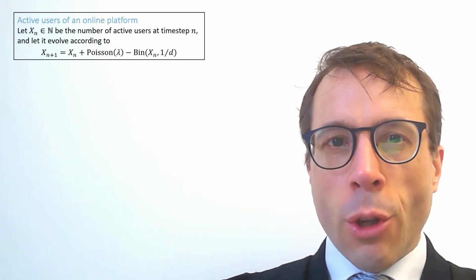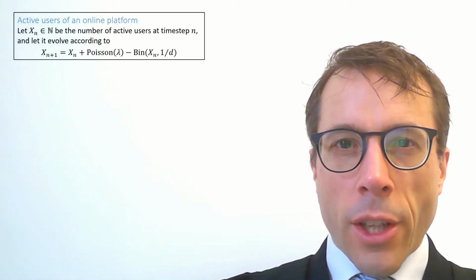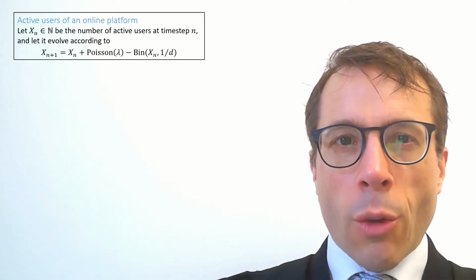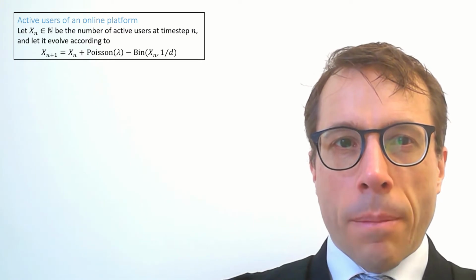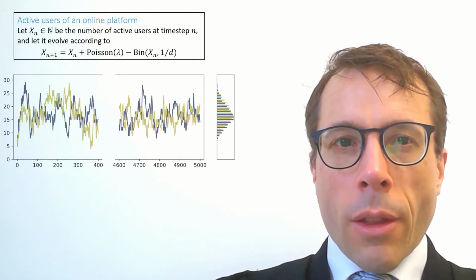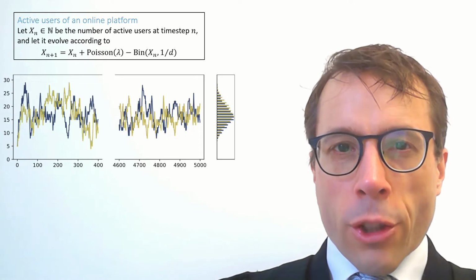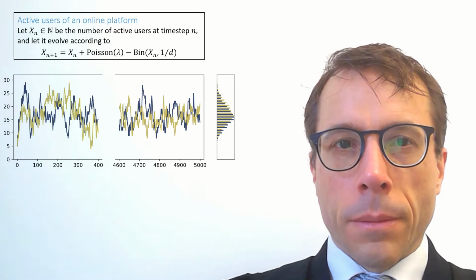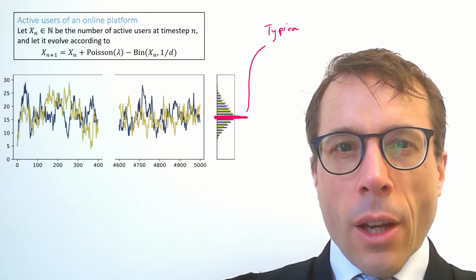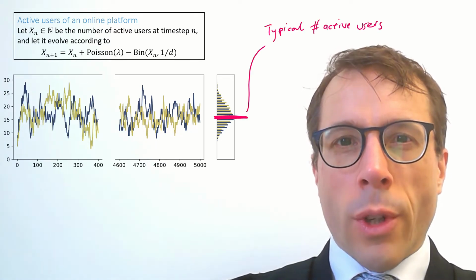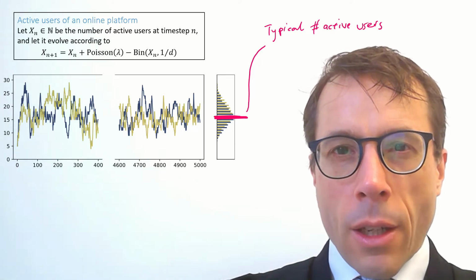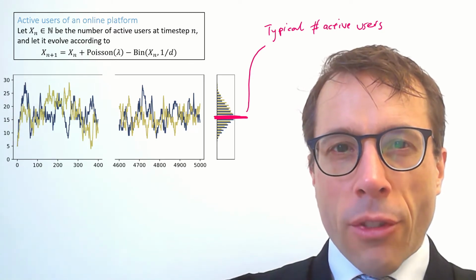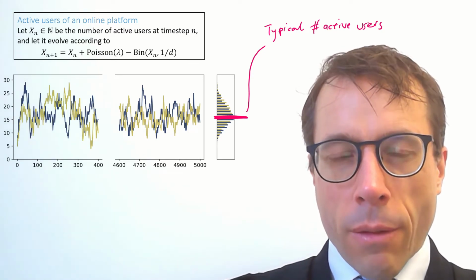Here is our active users model, which we've looked at a few times already. The state xn is the number of users of an online platform at time n, and we're modeling its transitions by this equation here. And this is the sort of behavior we saw: fluctuations in the number of active users, but with a stationary distribution. Now, let's forget about all the precise details of the stationary distribution, and let's just look at the peak somewhere around 17 users. How could we estimate this number 17 with a simple back of the envelope calculation?